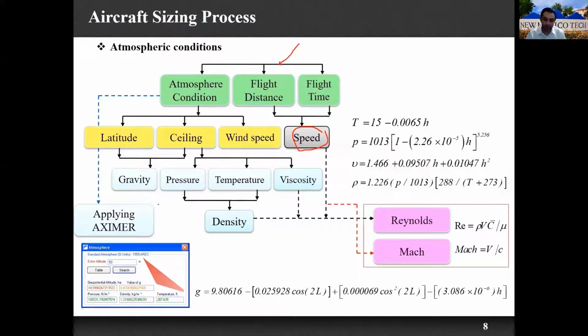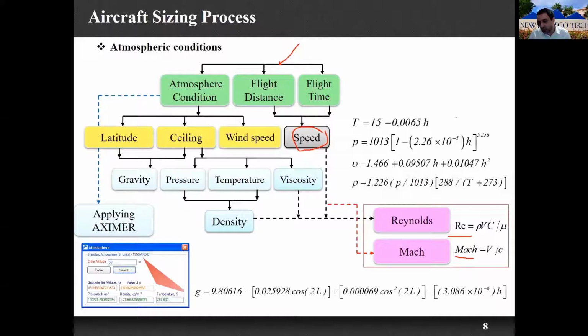Once you have all of those criteria, through these equations we can find these values. After calculating rho and viscosity and all of those, we can easily calculate the Reynolds number and Mach number. As I said, once you have the speed of the flow, we can easily estimate our Mach number. Once you have the Reynolds number, we can easily find the regime of the flow, whether we are dealing with laminar or turbulent flow.